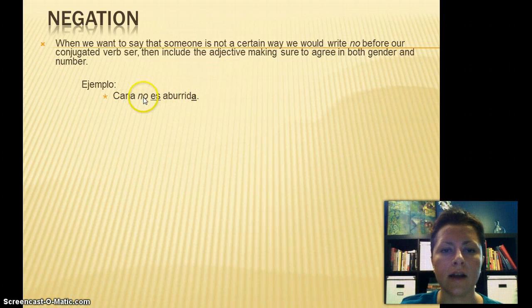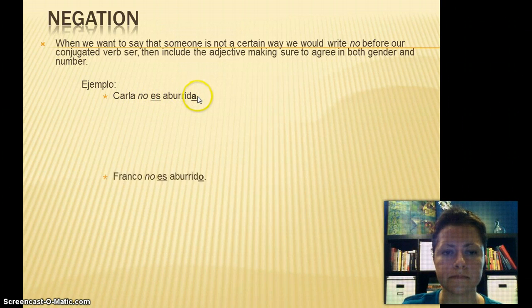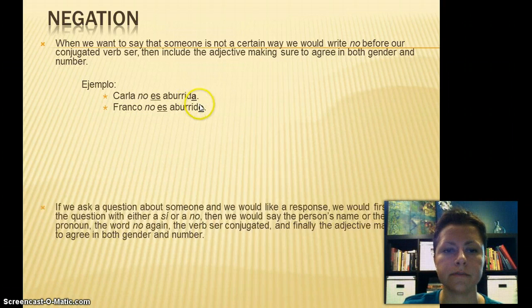So Carla, no needs to come before the conjugated verb. You need to make sure that you agree here. The verb needs to agree with Carla. Carla no es aburrida. Franco no es aburrido. Okay, O for the boy, A for the girl.